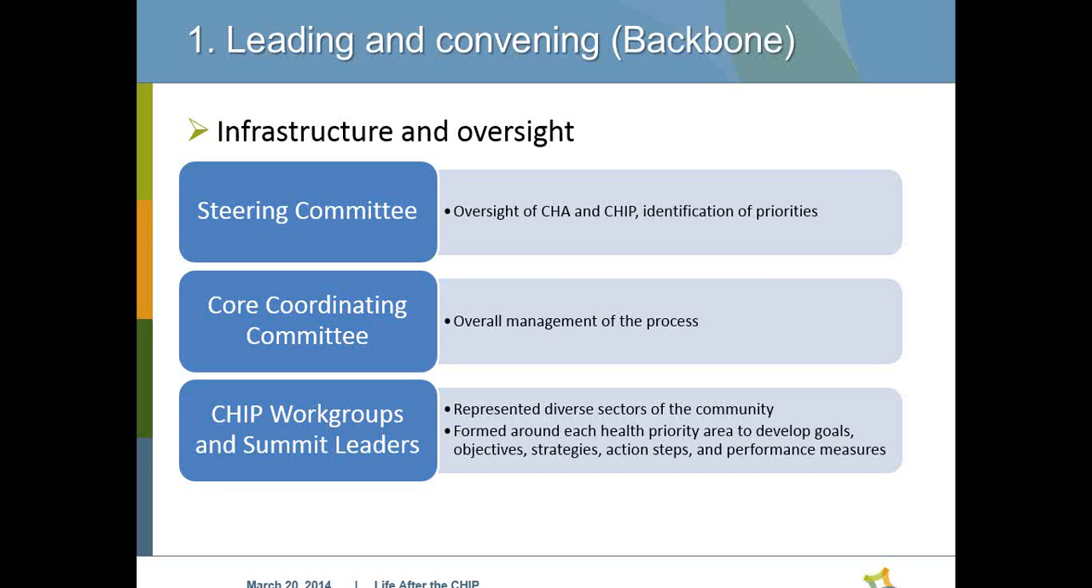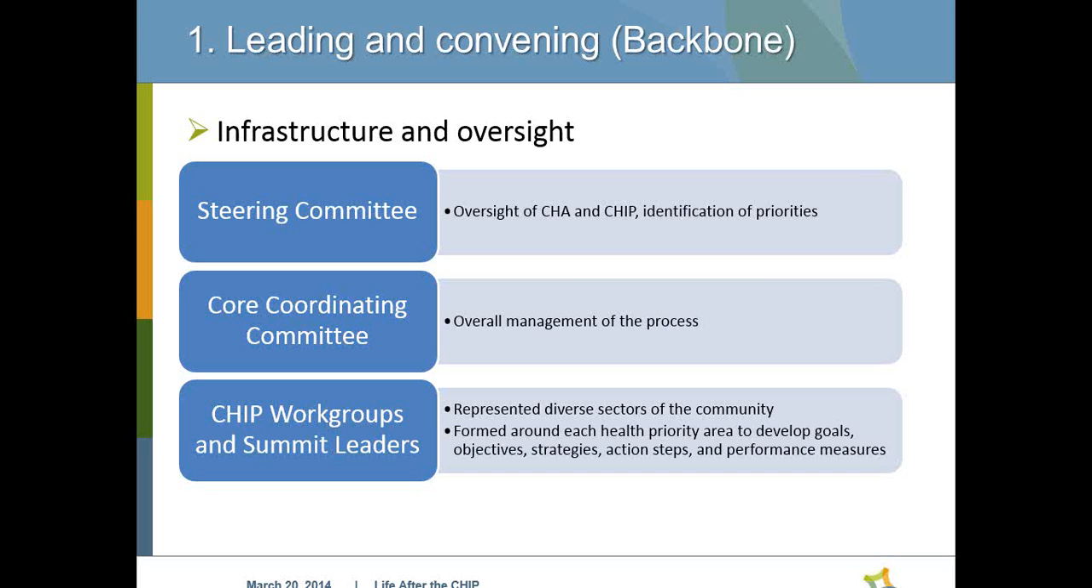When we recruited for that, and I'm sure all of you can relate, we had a lot of partners respond. So we really had to target more community members. The way we did that was we went to community meetings. We had steering committee members and core coordinating committee members go to certain events, and we reached out to people for them to join. So as you're looking at this, think about your own structure and how it will help organize your process and ensure stakeholder and community engagement.